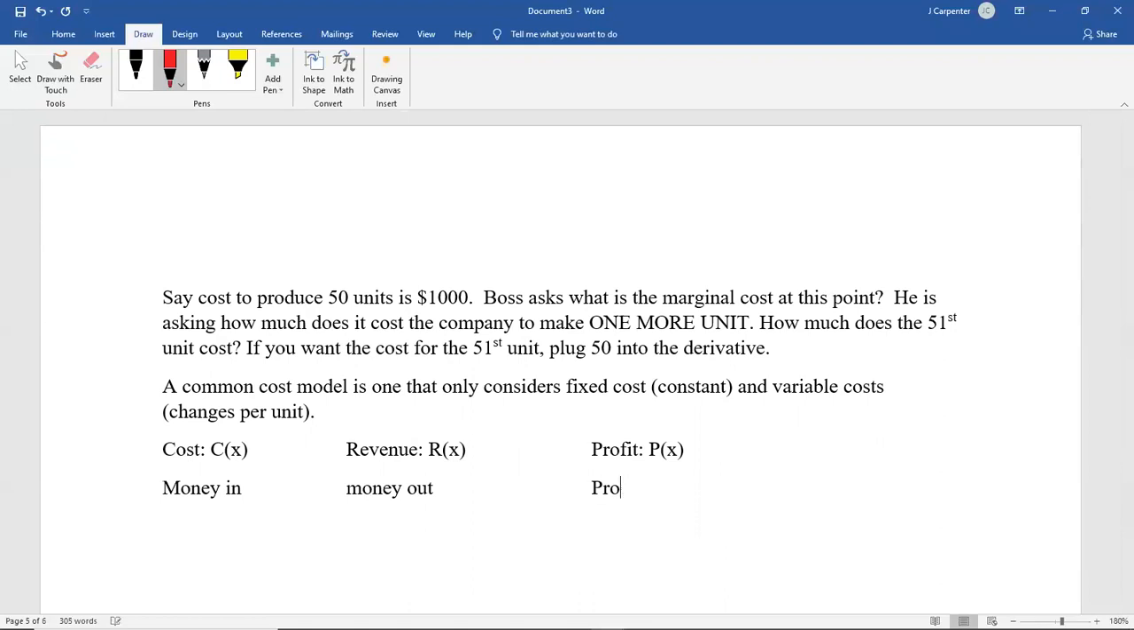So profit, P of X, is actually a formula which you should have memorized. It's simple. It's revenue minus cost, money out. I wrote out and in backwards. Obviously, cost is money out. Revenue is money in. Please forgive me for that. So profit is money in minus money out. So that's revenue minus cost.